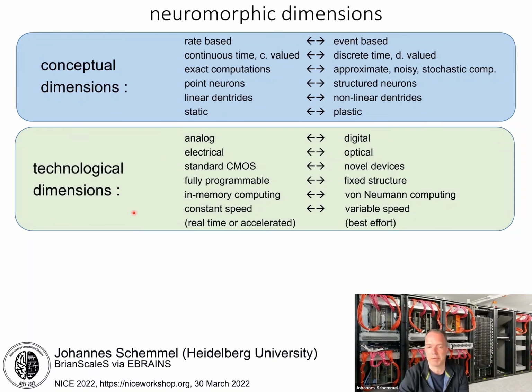It can be fully programmable or fixed. It can be in-memory computing or von Neumann computing. It can have constant speed, that means continuous time or a kind of real-time implementation. This real-time can be biological real-time or accelerated or even slowed down. That's also possible, but I've never heard of an example here. And it can also be a variable speed, that means best effort. For example, Loihi does it. If it has to calculate a lot, the time stretches. If it has not calculated so much, time is compressed.